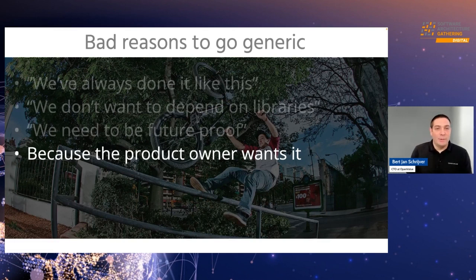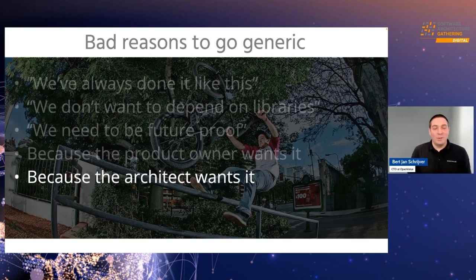And then my favorite one, because the architect wants it. So a team needs to build something, they need to build it, maintain it, operate it. And an architect says, I want a generic solution. Because looking from a distance, it may look fine to have a generic solution. So this looking from a distance, I like to call this seagull architecture.